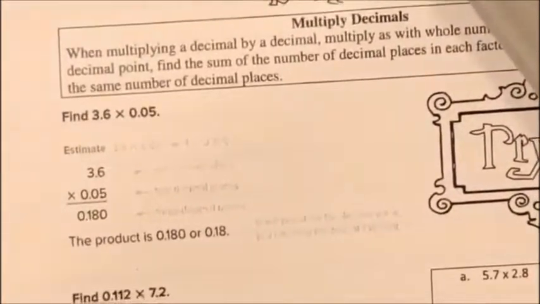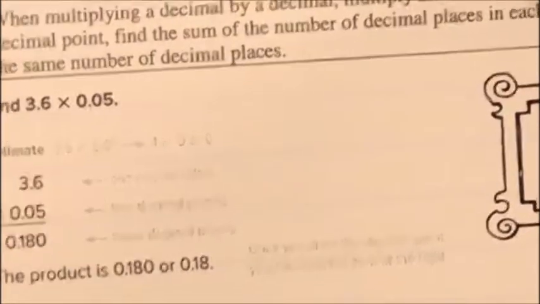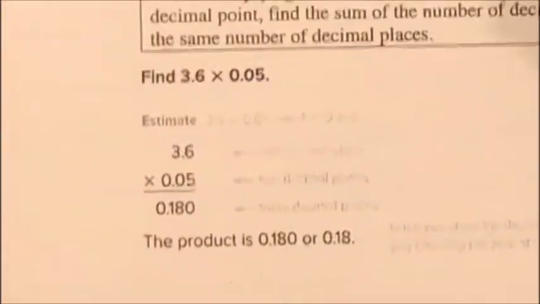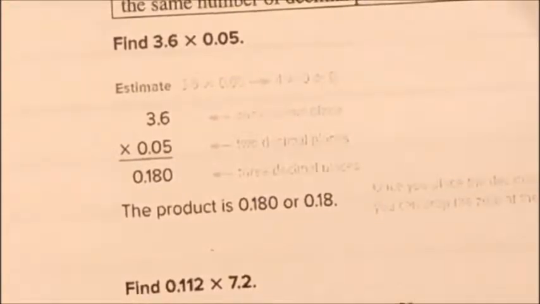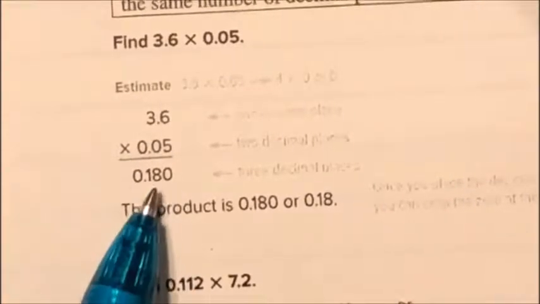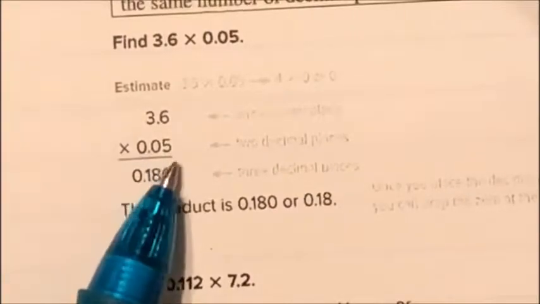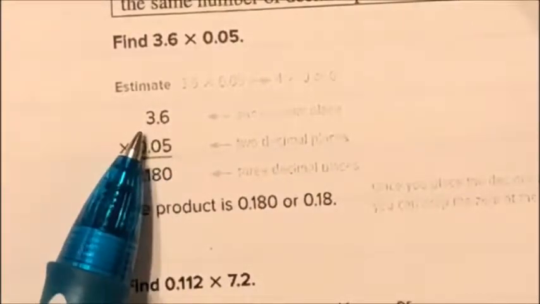The first example says find 3.6 times 0.05. So I multiply just like I normally would, right? 5 times 6 is 30 and I carry the 3. 5 times 3 is 15.